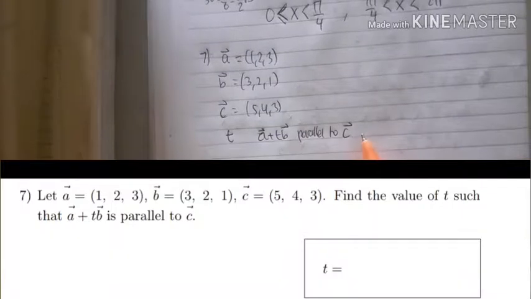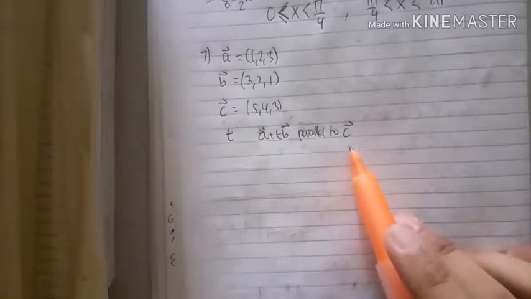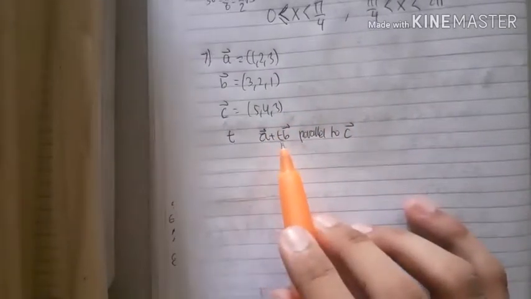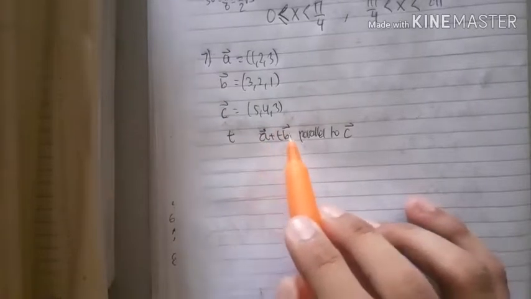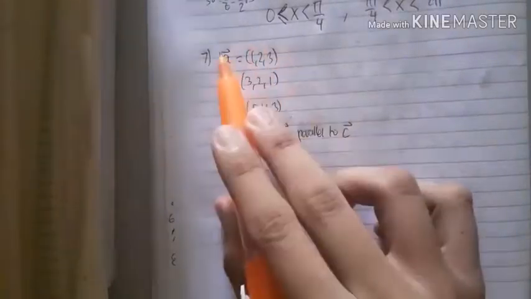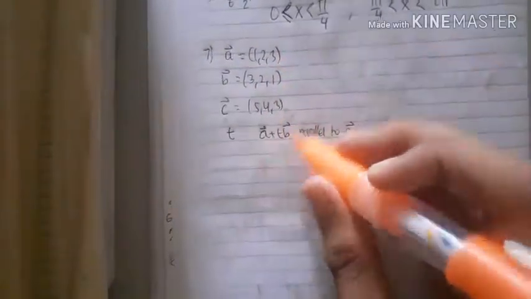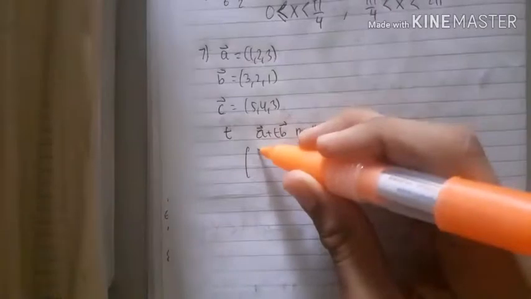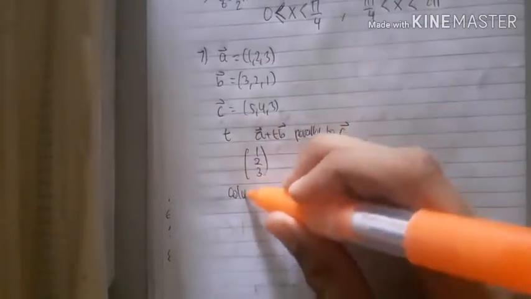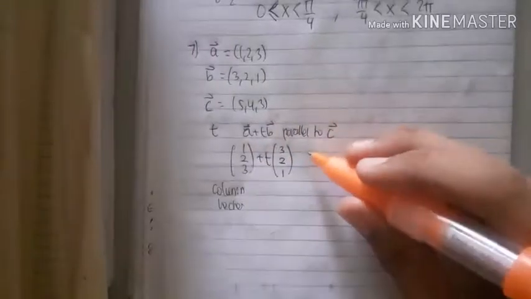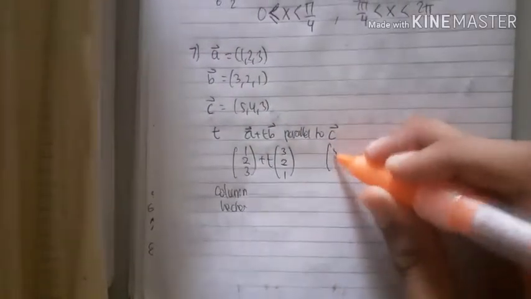Now, to do this question, we have to know the principle of vectors, especially of parallel lines, okay? Now we have A plus tB. This means that this is the vector equation between the point A and the point B, right? So we know that A is 1, 2, 3. We can make this coordinate vector into a column vector. So this is 1, 2, 3. This is called the column vector, plus t, and B is 3, 2, 1. And they say this is parallel to C. C is 5, 4, 3.